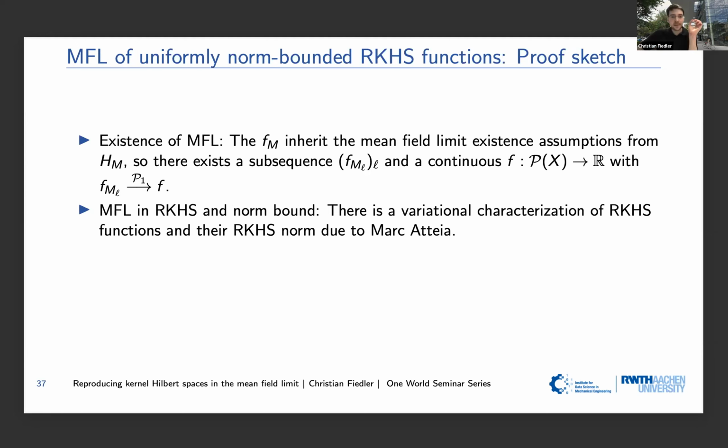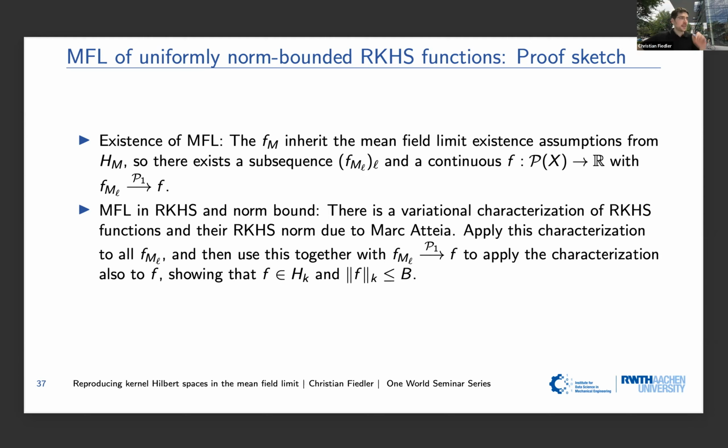Now that the mean field limit is actually in the RKHS is much more difficult. And the idea is to use a variational characterization of RKHS membership and RKHS norm, which is due to Mark Attea. And the idea is we apply this variational characterization to all of the members of the subsequence. And then we can use the mean field convergence to actually construct kind of a certificate for this function f. So using this variational characterization, this then basically shows that f is in fact in the RKHS, and in fact it has the same RKHS norm bound.